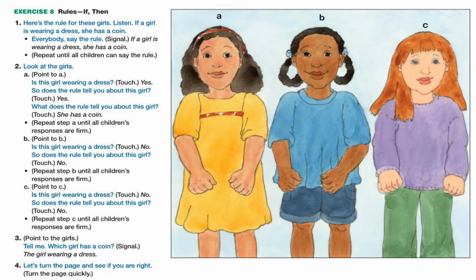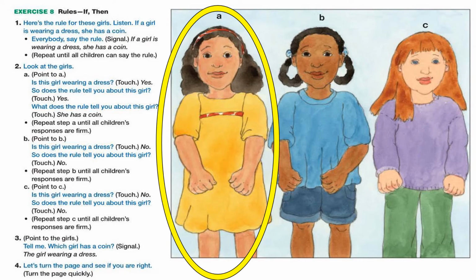Say the rule. Get ready. Yes, if a girl is wearing a dress, she has a coin. Let's look at the girls. Is this girl wearing a dress? Get ready. Yes. So does the rule tell you about this girl?